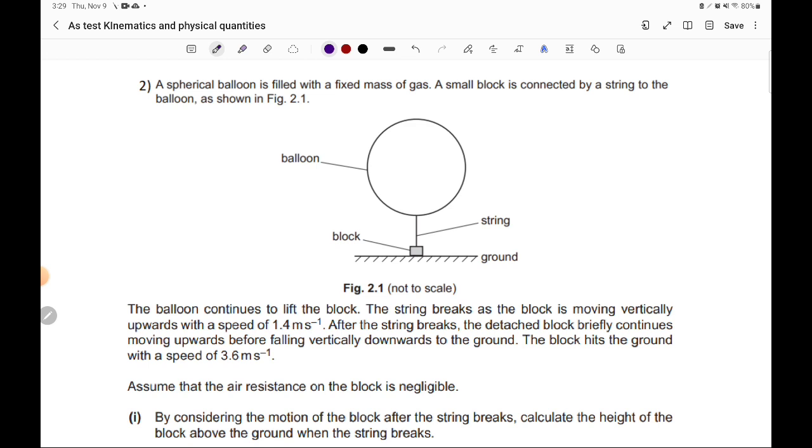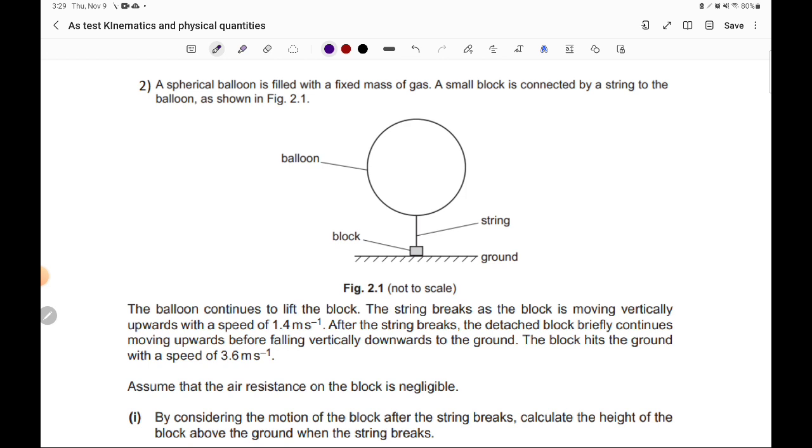Okay, so we can see that the balloon continues to lift the block. The string breaks as the block is moved vertically upwards with a speed of 1.4 meters per second. After the string breaks, the detached block briefly continues moving upwards before falling vertically downwards to the ground.